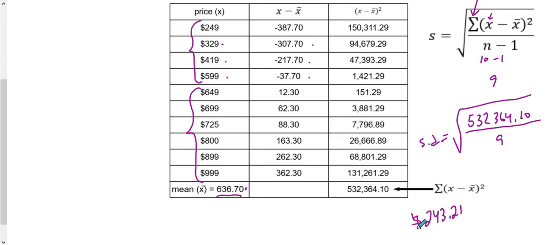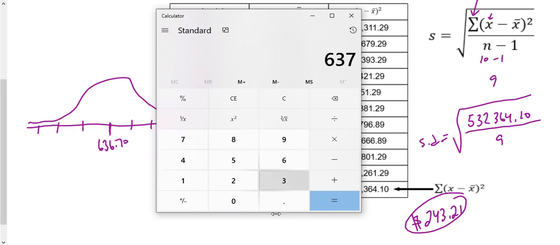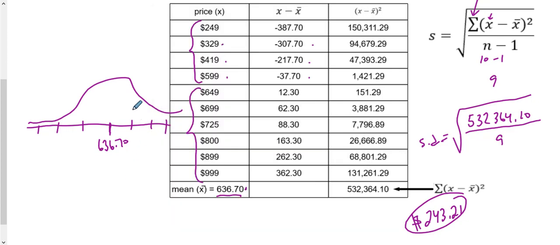So what that means is if we wanted to do one of these normal distribution models like this, the number that goes right in the middle would be 636.70. Then we go one standard deviation up to three standard deviations, and then 1, 2, 3 to the left. You would take this value and repeatedly add it to move to the right and repeatedly subtract it to move to the left. I'll just give you one of these values. I'm not going to do them all. 636.70 plus 243.21 is 880.91. So that's the number that would be right here, 880.91.